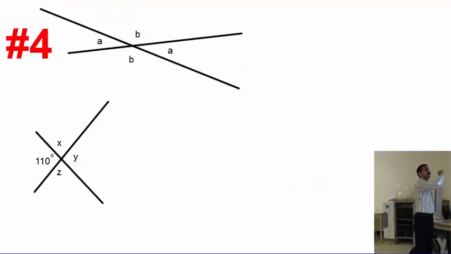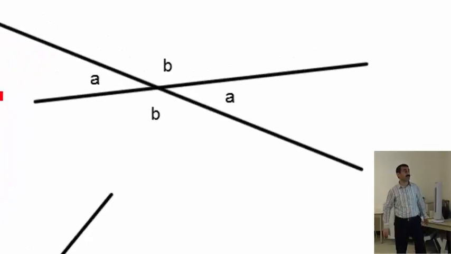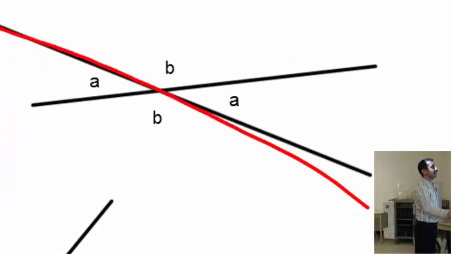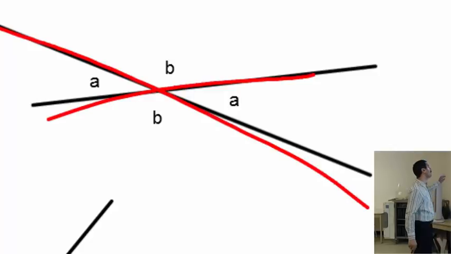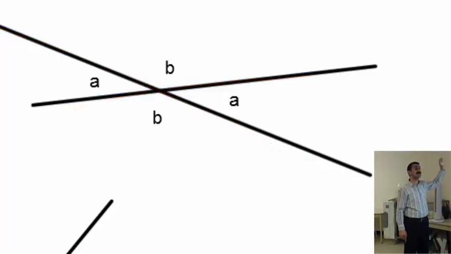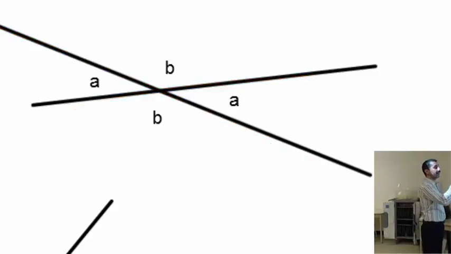Rule number 4 is cross lines. Once you have the cross lines, you see this is line number 1, this is line number 2, and they cross each other. Once you have cross lines, you will have an angle here.